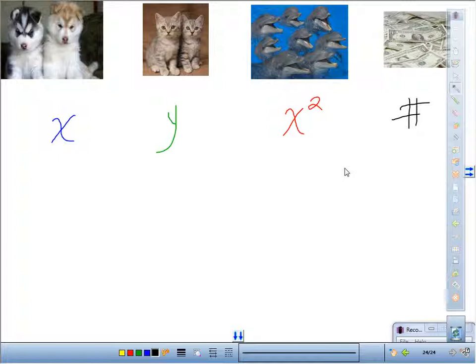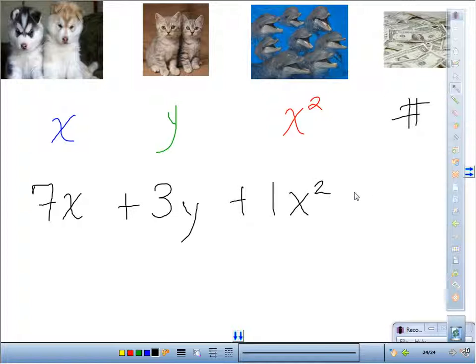A lot better. So anyways, I said, okay, Lucy, the first truck is arriving in a half hour, so get people ready, and then I'm going to send you a second truck within an hour. Okay, so hang up. And she starts writing stuff down. We get in that truck 7 dogs. So I write 7x. 3 cats, 3y. 1 dolphin, 1x squared. And an envelope with money, and I send her $23.